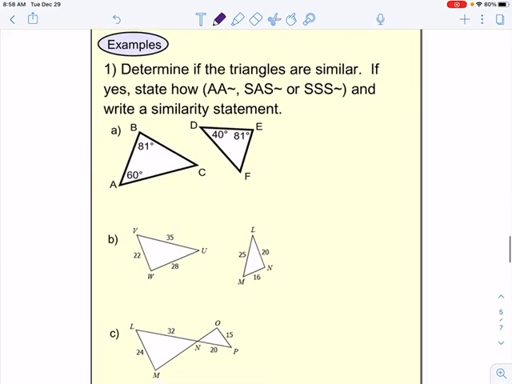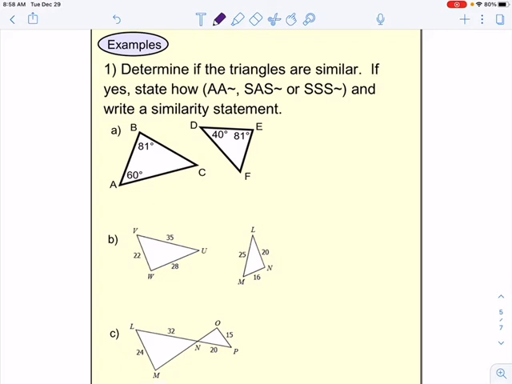Okay, so the first thing that we're going to do is talk about whether these triangles are going to be similar or not by one of the 3 ways that we just talked about. So either angle-angle similarity, side-angle-side similarity, or side-side-side similarity. Okay, if they're not similar, there is also that possibility. It doesn't have to be one of these 3.